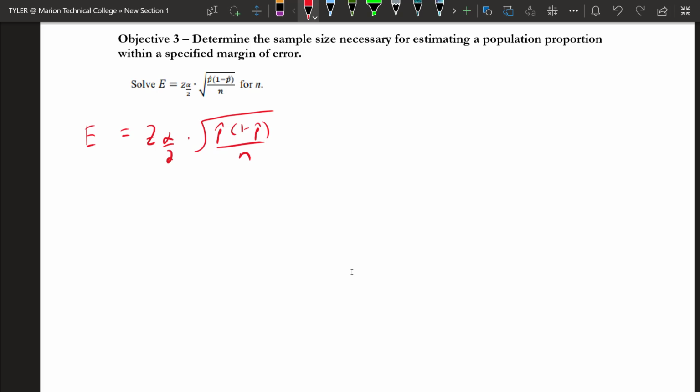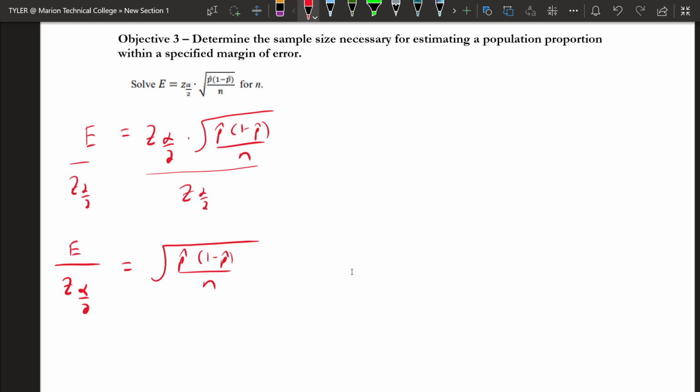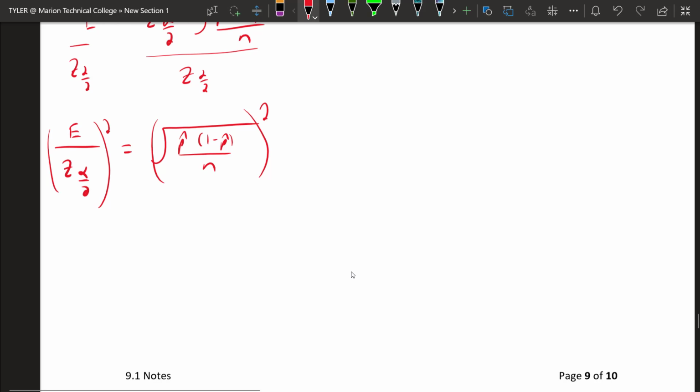So first, let's divide both sides by Z alpha divided by 2. Then what I get is E divided by Z alpha divided by 2 equal to the square root of p hat times 1 minus p hat, all divided by n. Now to get rid of that square root, I'm going to square both sides. Squaring both sides gets rid of that square root, leaving just what's underneath: p hat times 1 minus p hat divided by n.